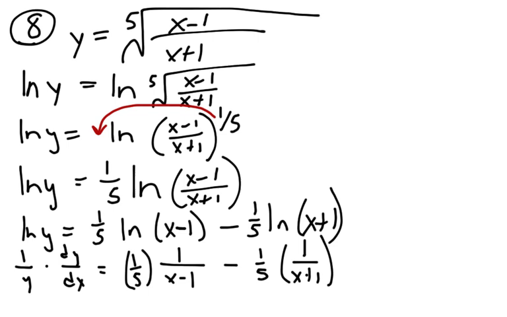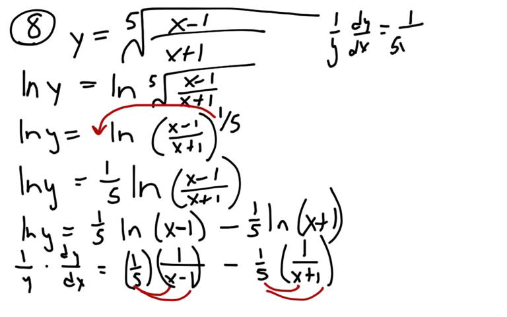Alright, so I'm going to go ahead and distribute the 5s on the bottom here. It should be in parentheses. So I'm coming over here. 1 over y dy dx equals 1 over 5x minus 5 minus 1 over 5x plus 5.